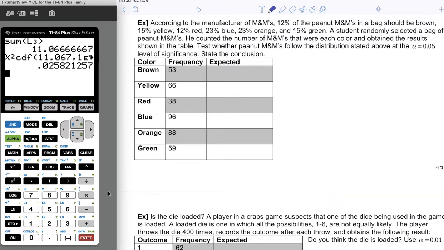A student randomly selected a bag of peanut M&Ms. He counted the number of M&Ms that were each color and obtained the results shown in the table. Test whether peanut M&Ms follow the distribution stated above at the alpha equals 0.05 level of significance. State the conclusion. Okay, so let's start off by writing our hypotheses. H naught will be that peanut M&Ms follow the manufacturer's stated distribution.